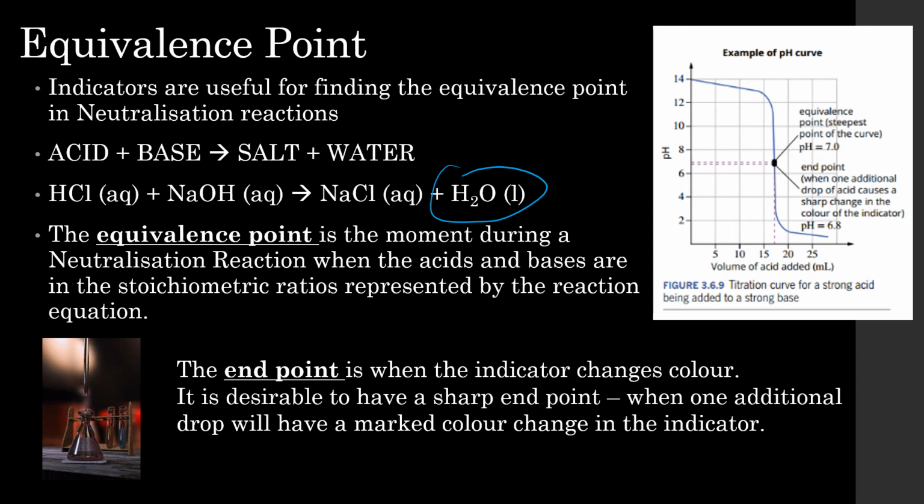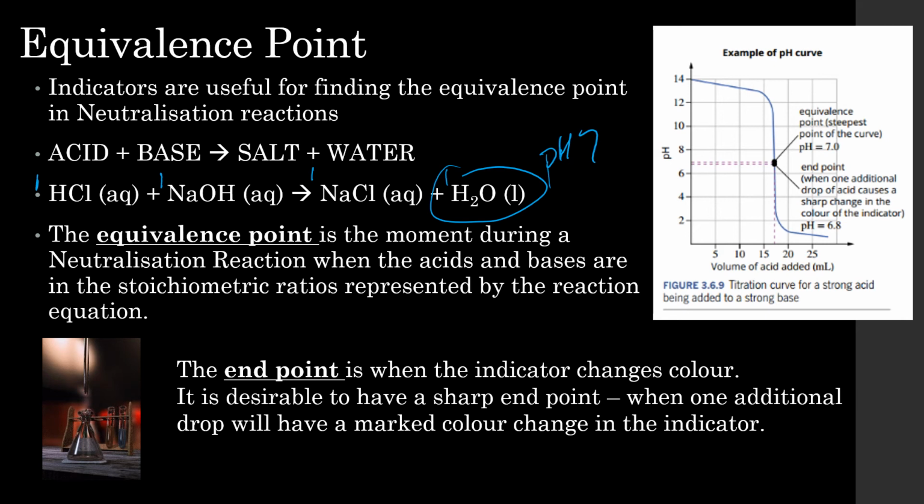Now that equivalence point is the moment during a neutralization reaction when the acids and bases are in the stoichiometric ratios as represented by the reaction equation. So what is this saying? This is saying if I've got 1 mole of hydrochloric acid and 1 mole of sodium hydroxide, I should end up with 1 mole of sodium chloride and 1 mole of water. Now that should tell me it's at a pH of 7. That's a strong acid and a strong base. And notice that it's a monoprotic acid and the base only donates 1 hydroxide as well.